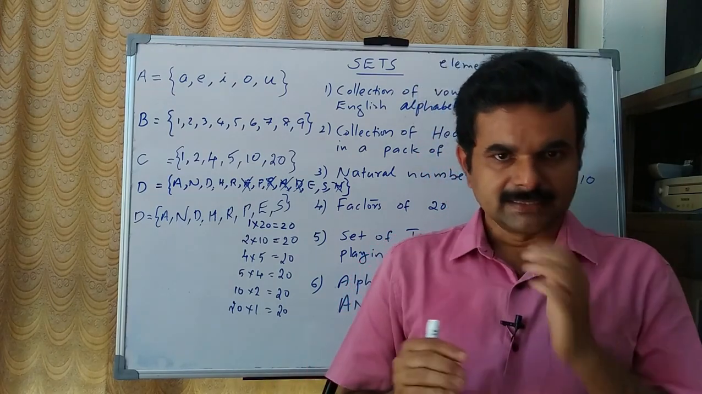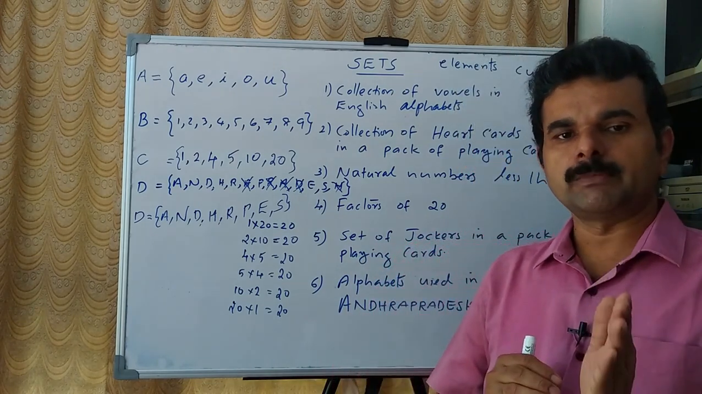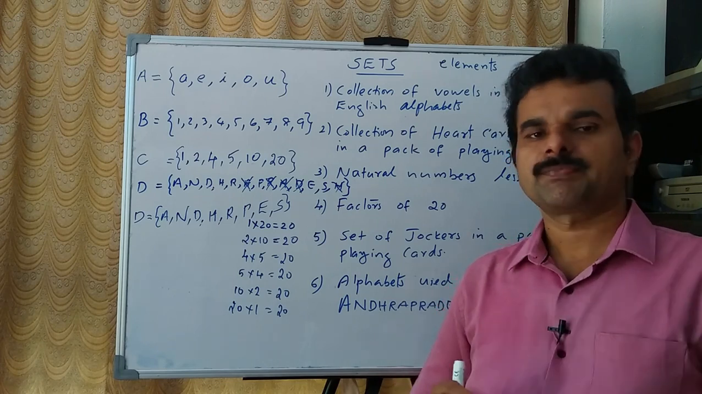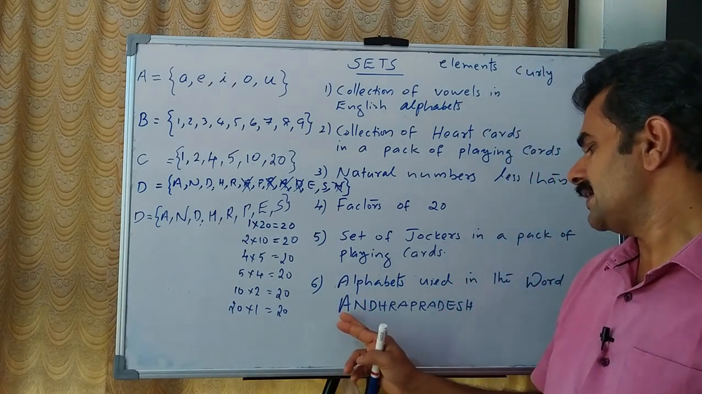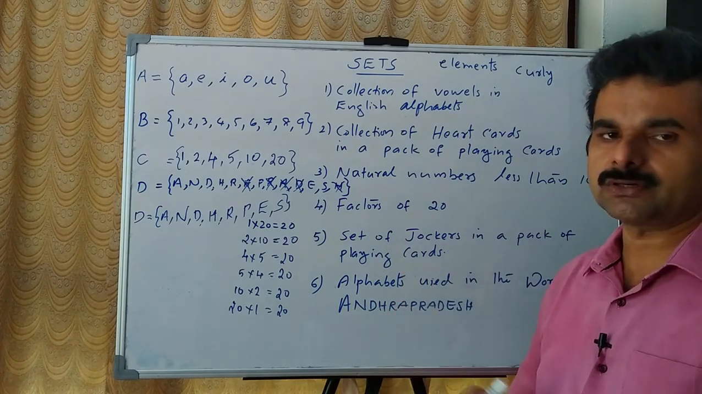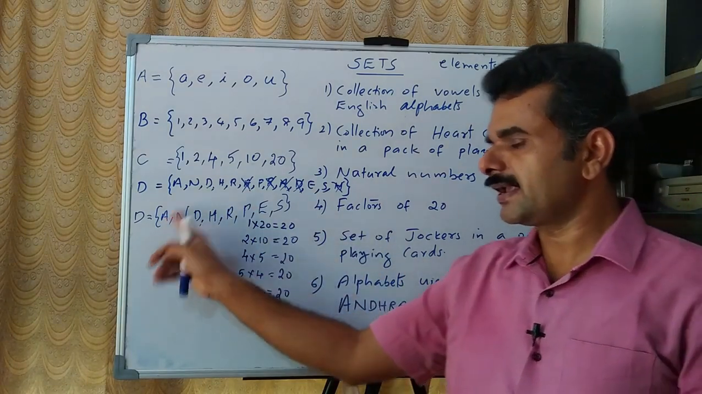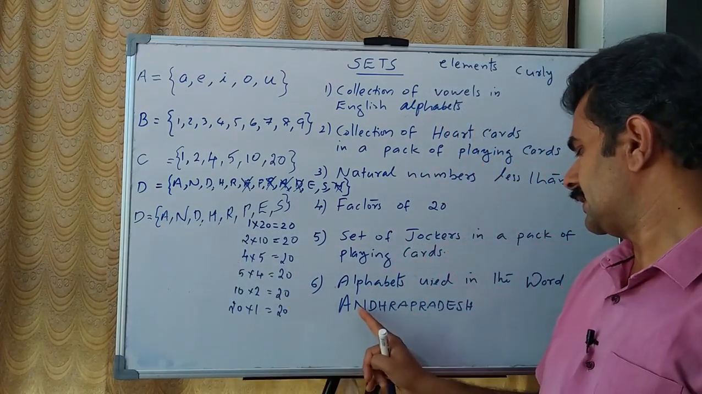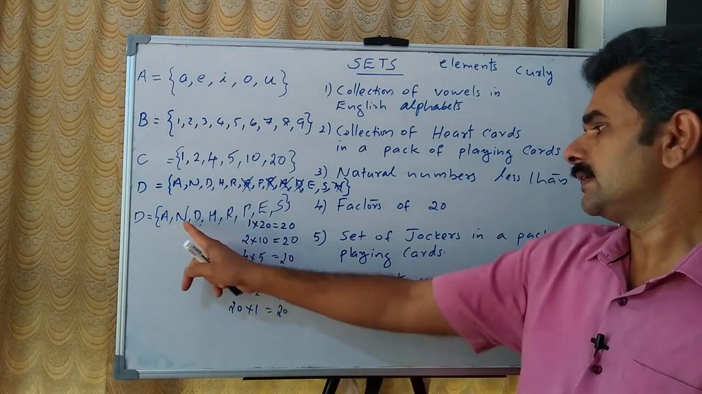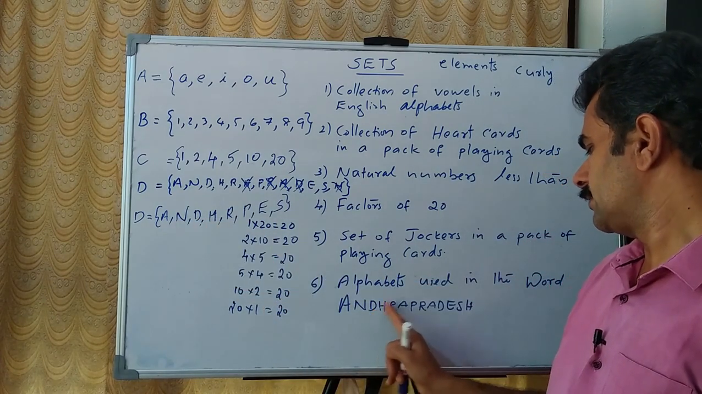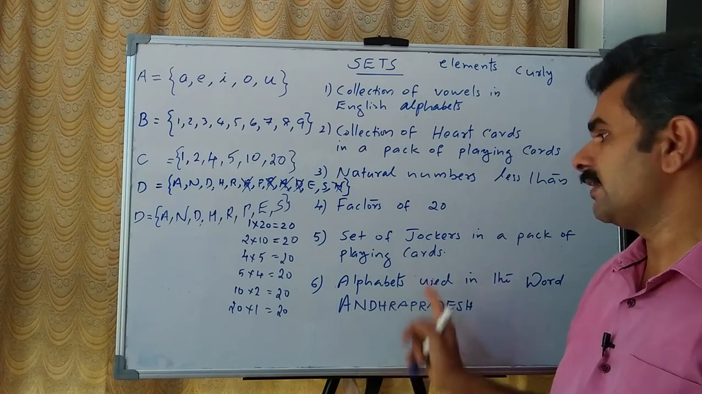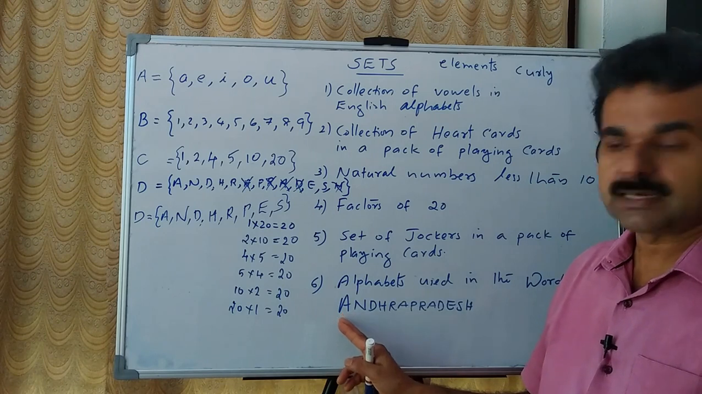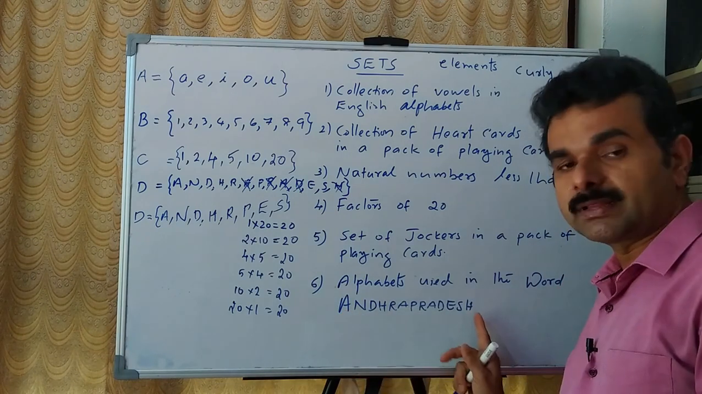You remember it. When we describe a set, an alphabet or an item or an element needs to be written only once. So in Andhra Pradesh, A is repeated 3 times. So this is not needed. So only one A is written. So A, then N, only one N there, N, D, Andhra Pradesh has 2 Ds, so only one D is taken. Okay, so how many alphabets are there in the word Andhra Pradesh?